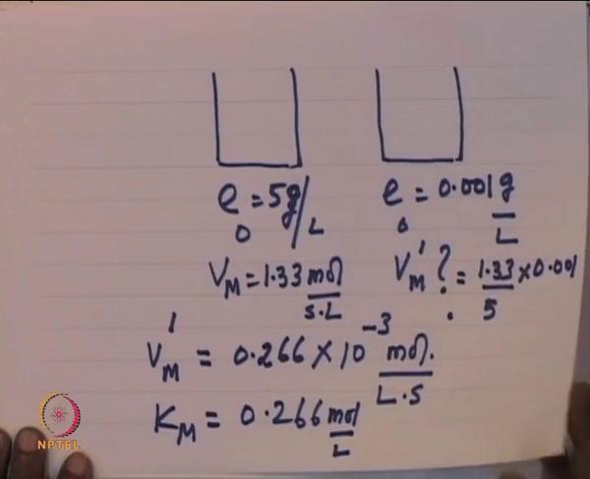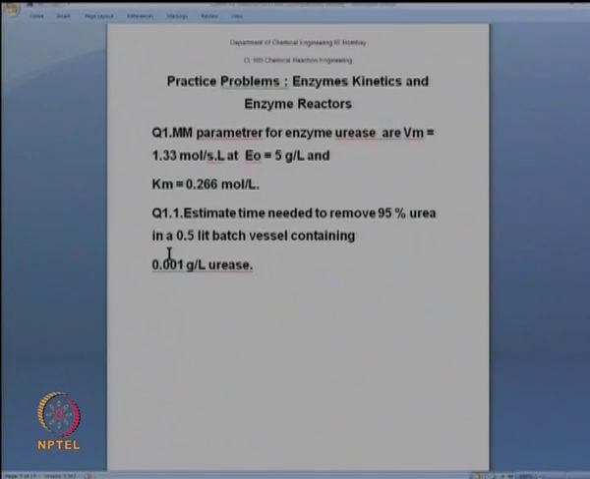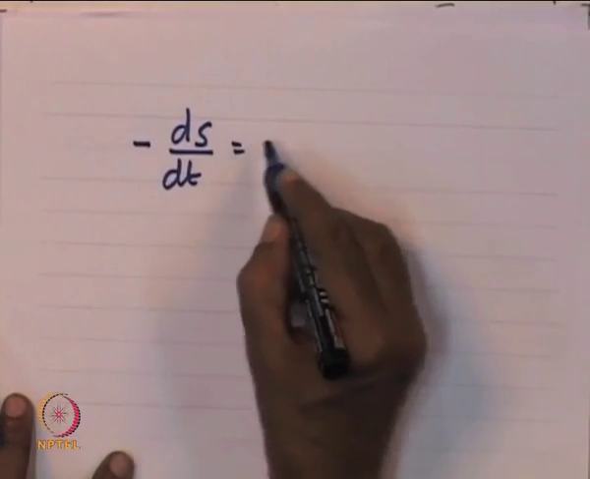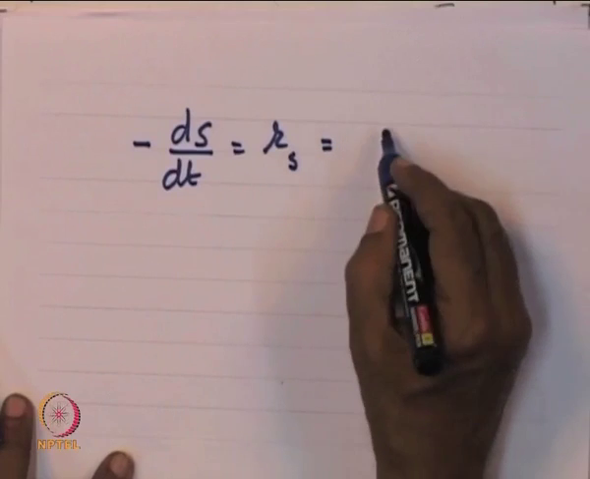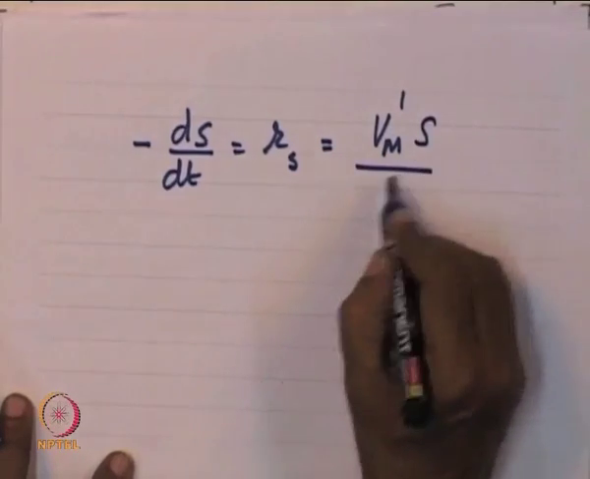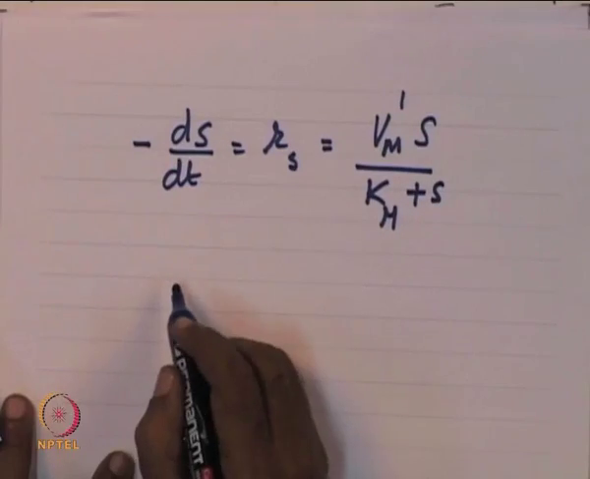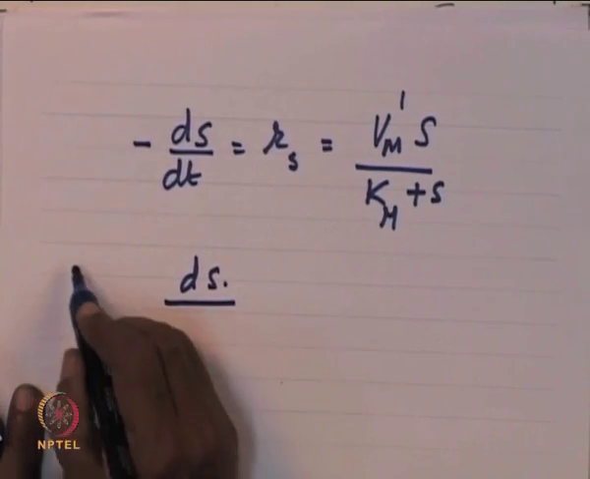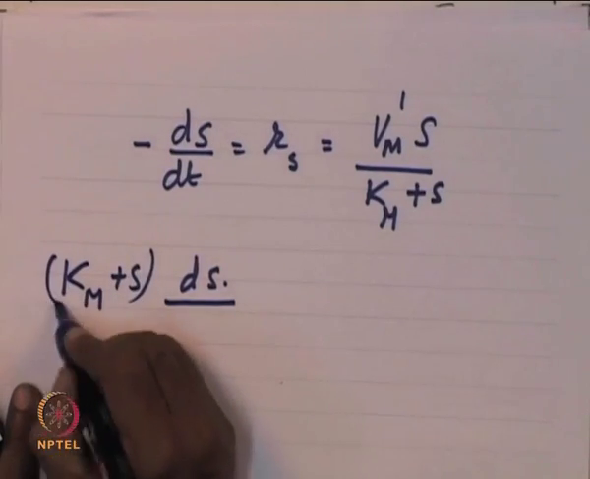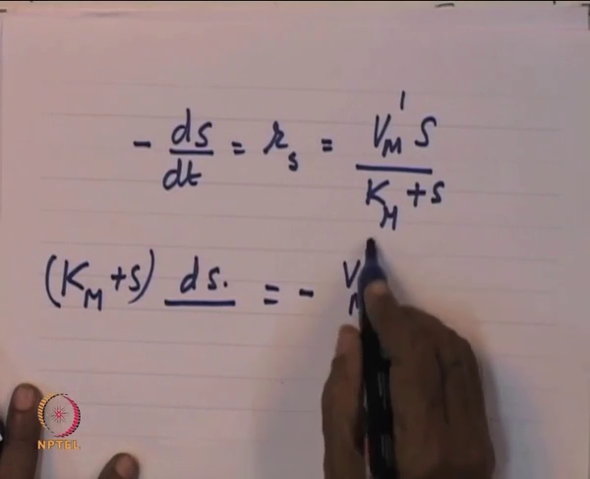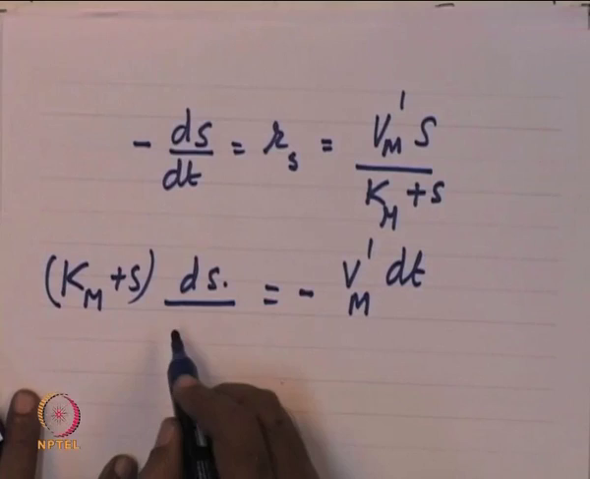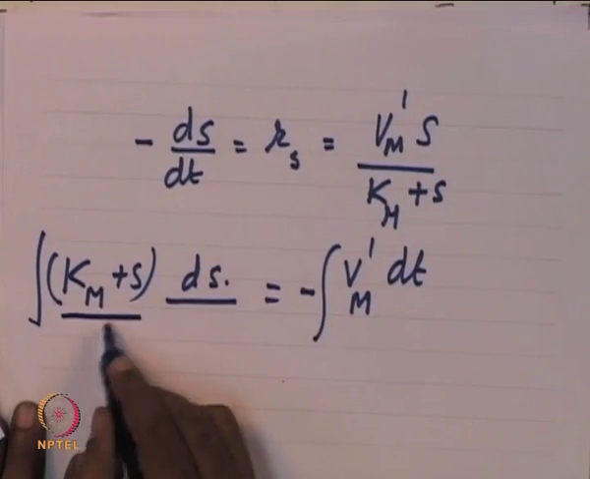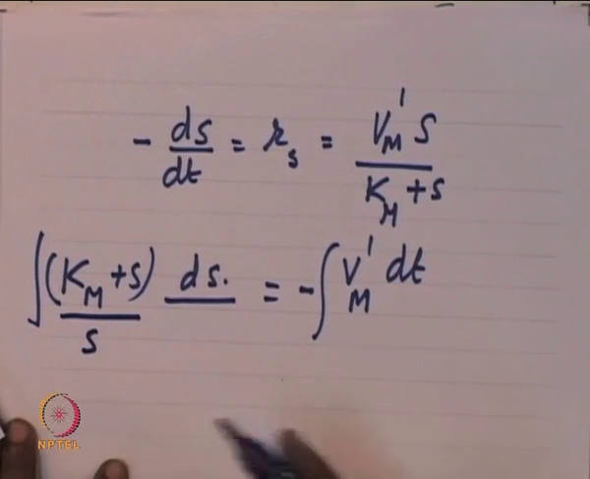So, what is the time required for a given level of reaction in a vessel, etcetera. What we have to do is fairly elementary: minus dS by dt, which is rS, is equal to Vm dash S divided by Km plus S. So, all numbers are known. Therefore, we have dS multiplied by Km plus S equal to minus Vm dash dt. So, this you have to integrate to give you whatever we want. Please integrate and finish it off.